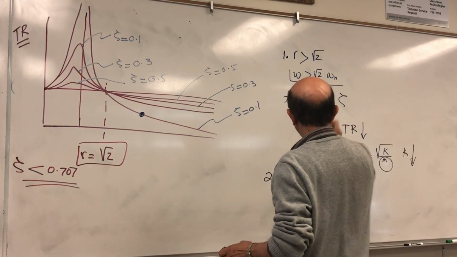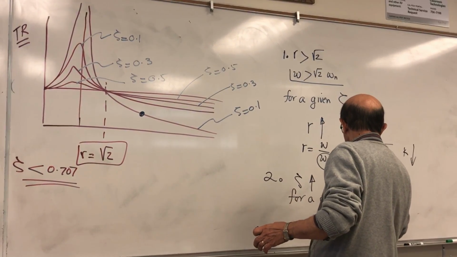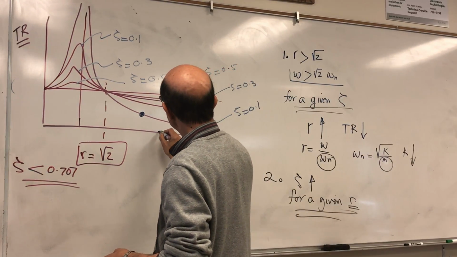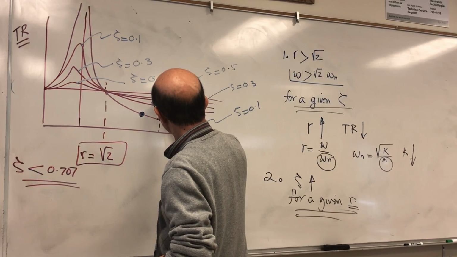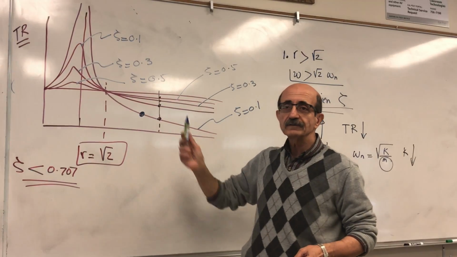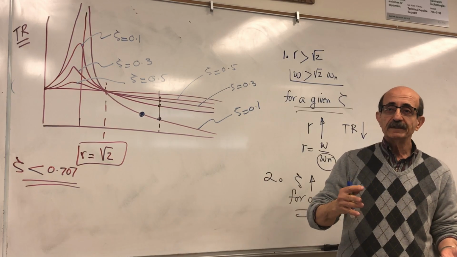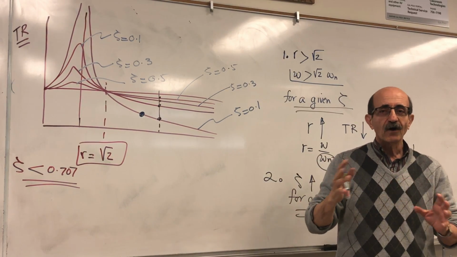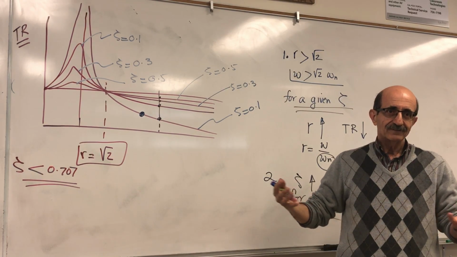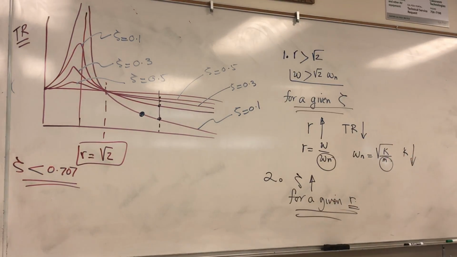In other words, this was for a given zeta, this is for a given R. For any particular value of R, right? You see here, the higher the damping, the higher the transmissibility ratio. So your best isolation system is a combination of a relatively soft stiffness and a very low damped system. Okay? That's sort of the optimized solution.